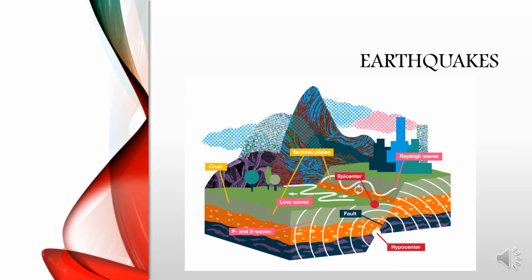Now, here is a diagram to understand it better. These two are blocks of the earth, and they slip past one another. This is called a fault plane.